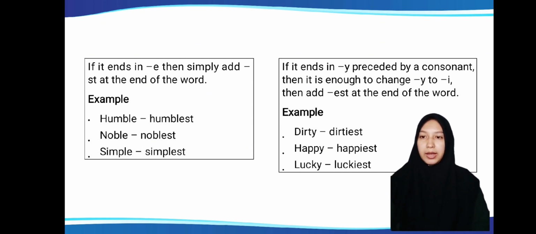If it ends in y preceded by a consonant, then change the y to i, then add "est" at the end of the word. Example: dirty, dirtiest, y replaced by i. Happy, happiest, lucky, luckiest.